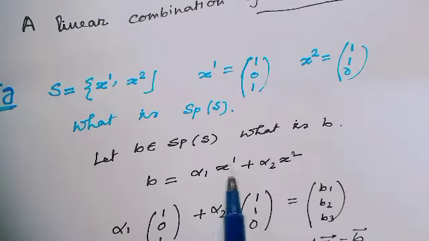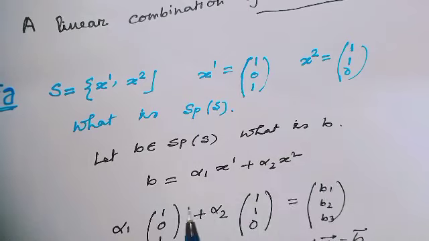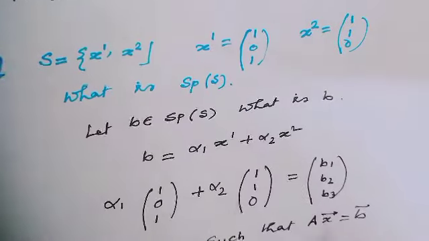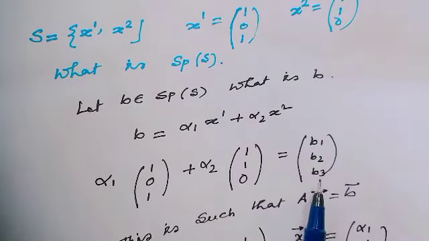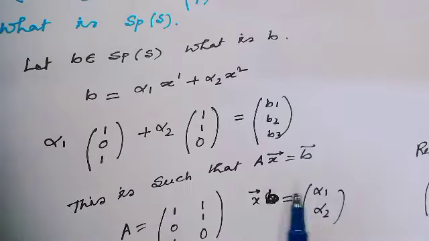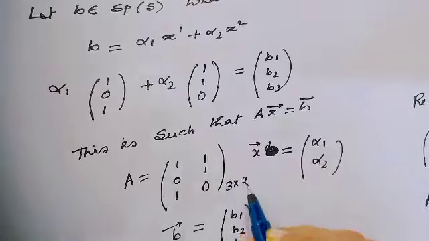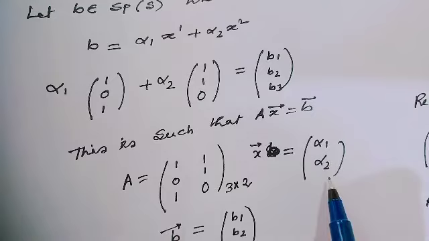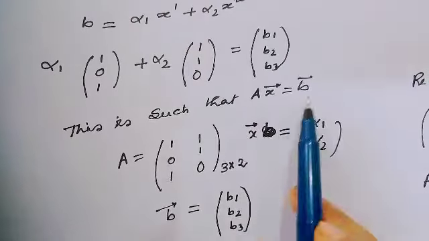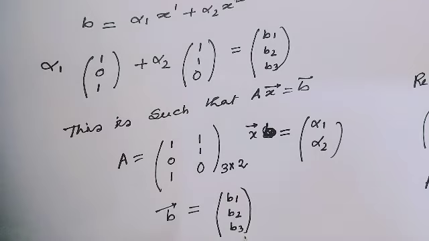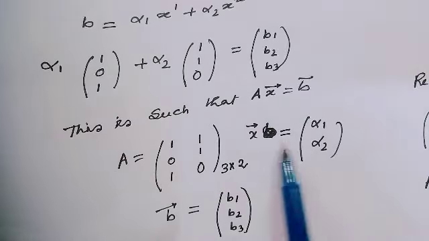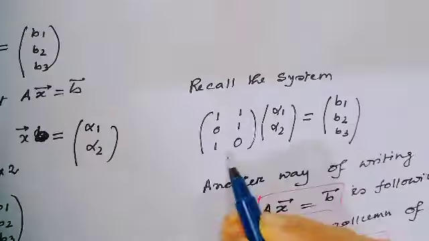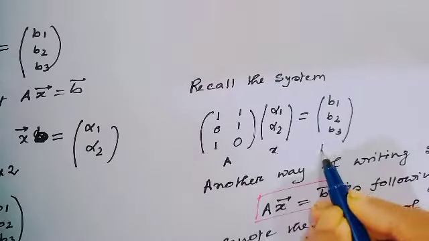Consider B belongs to the span of S such that B equal to alpha 1 x1 plus alpha 2 x2. Here just put in the values. From this equation we can write Ax equal to B, where A is the 3 cross 2 matrix and x is the vector containing alpha 1, alpha 2, and here B contains B1, B2, B3. Then we can write this in the first form. This is A, this is x and this is the vector B.